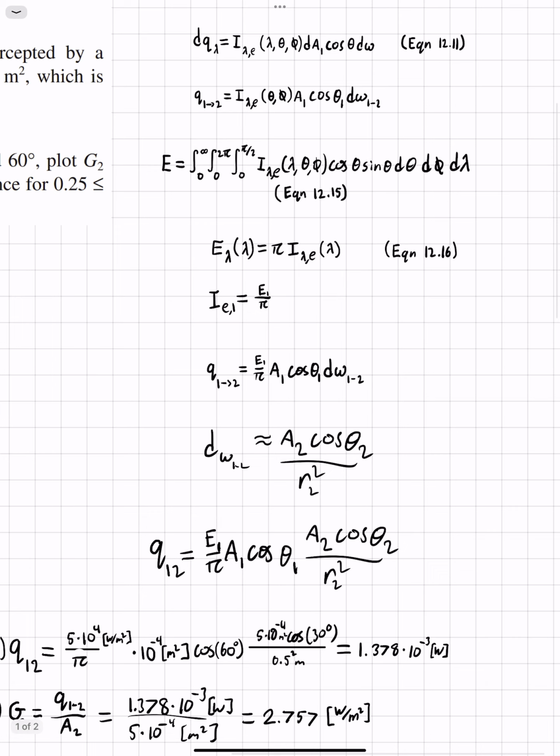For part B, we're finding the irradiation G2 on A2. So for this, we take the Q from 1 to 2 and divide it by the area of 2. So for that, you get 1.378 times 10 to the negative 3 watts divided by 5 times 10 to the negative fourth meters squared, and you end up with 2.757 watts per meter squared.